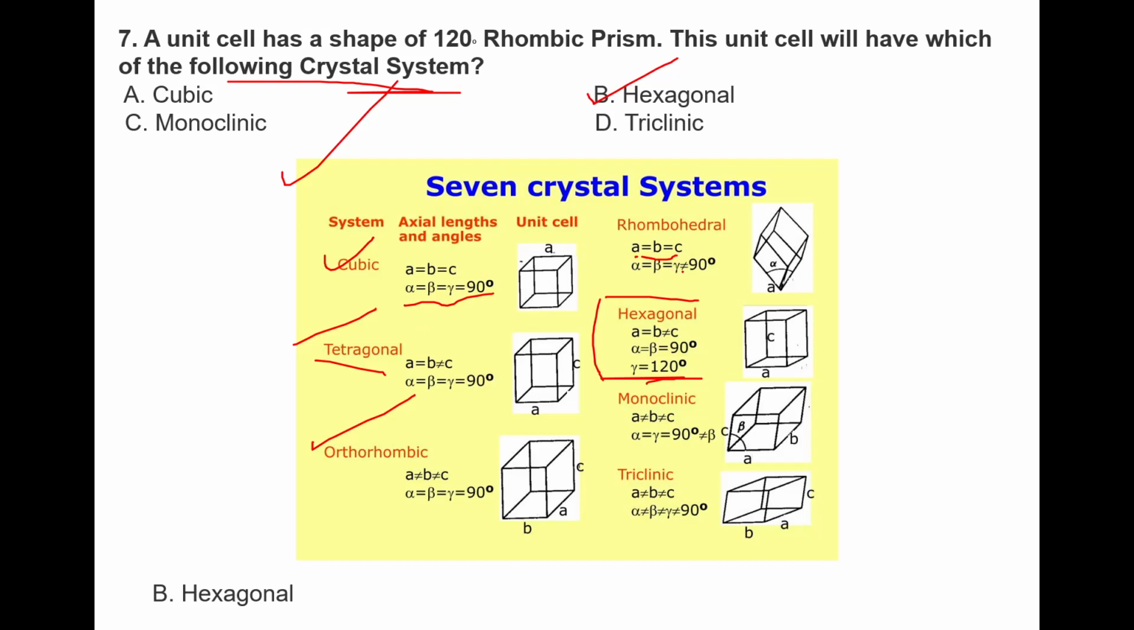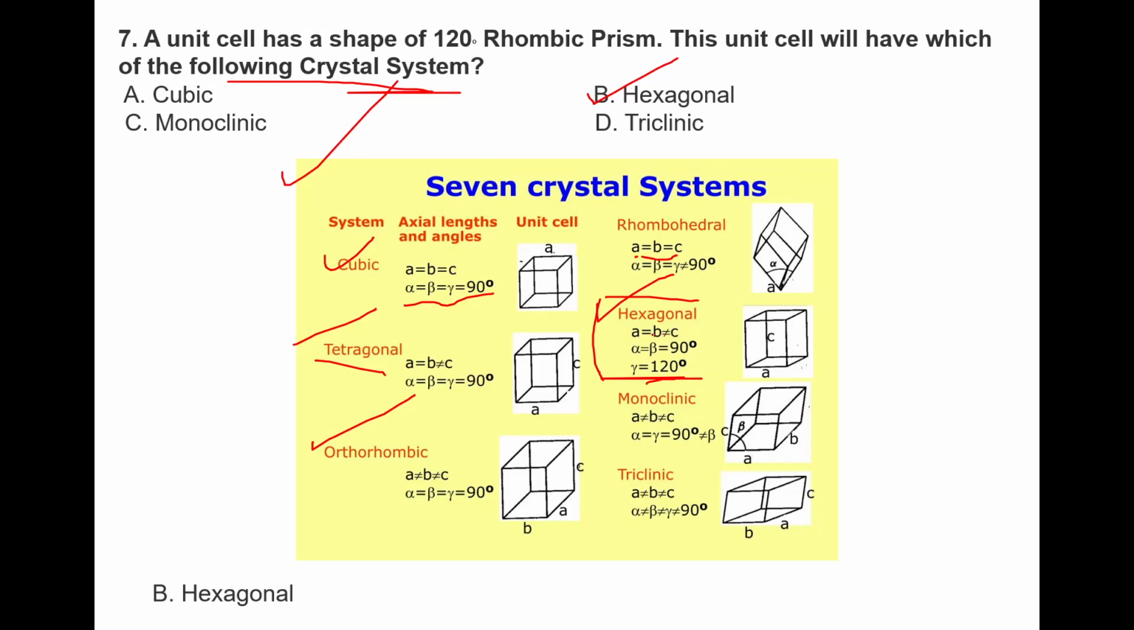That is, gamma is not equal to 90 degrees, but alpha equals beta equals gamma, and they are not 90 degrees. Okay, so this is the rhombohedral. Then if you cut C, and alpha and beta are 90 but gamma is not 90, that is 120, that is your hexagonal, which is the answer to this question.